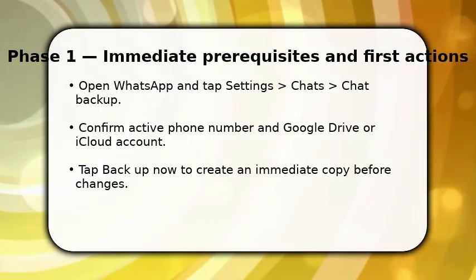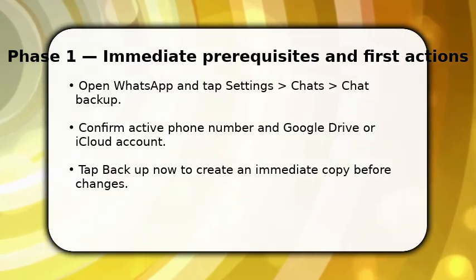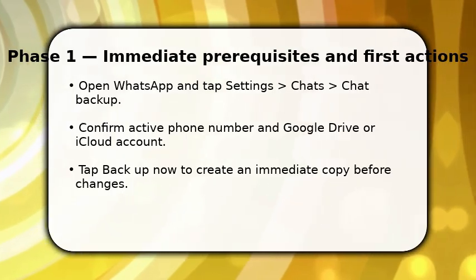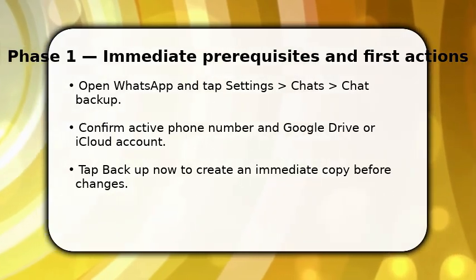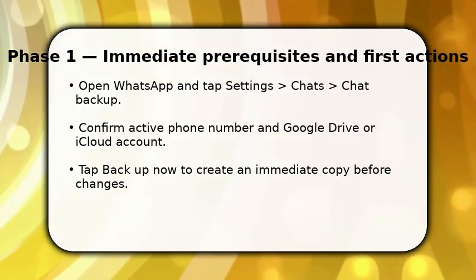You begin in WhatsApp, open Settings, then Chats, and select Chat Backup. This is where you control backups. Once there, verify the linked account: Google Drive on Android or iCloud on iPhone, because backups fail without the right account, storage, or permissions.